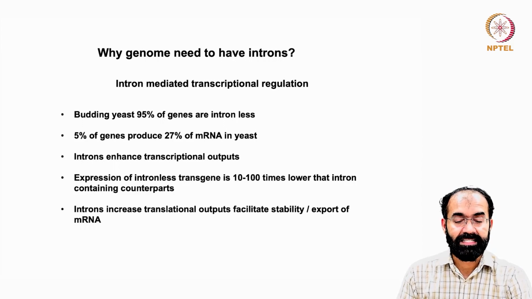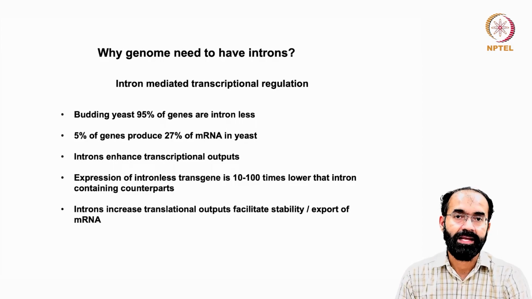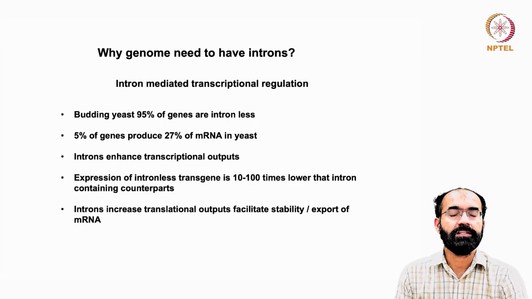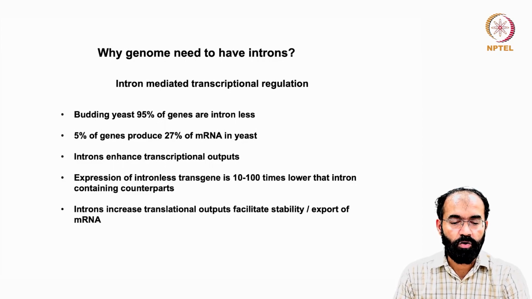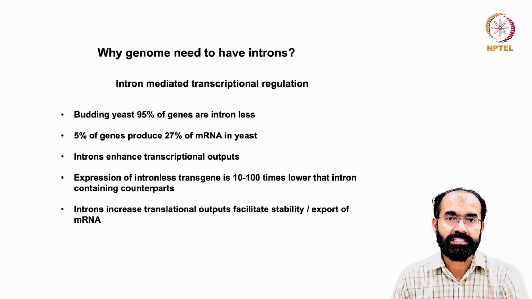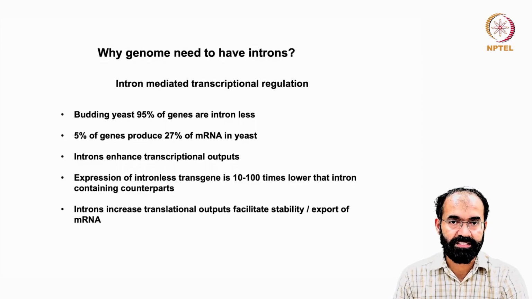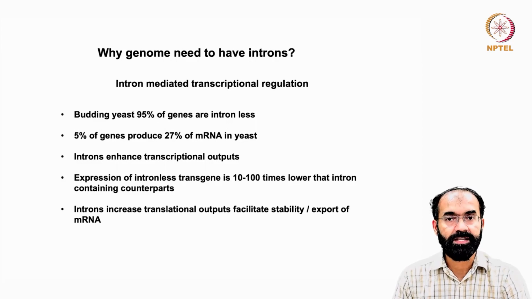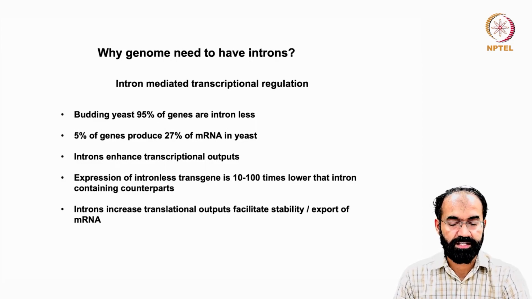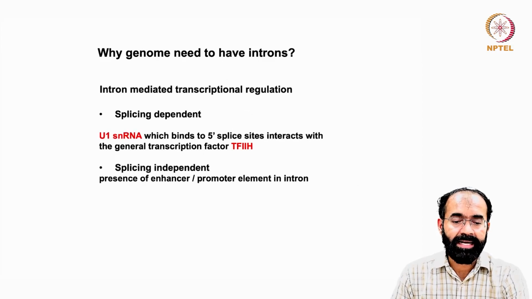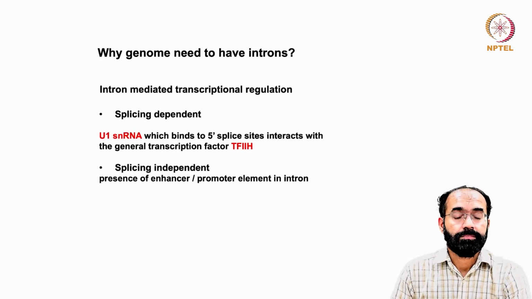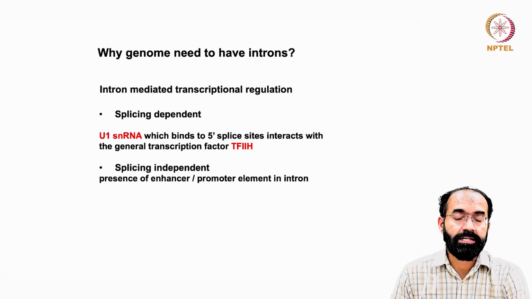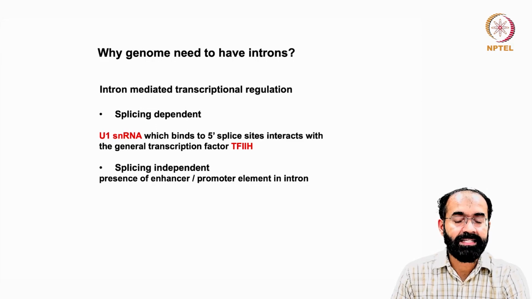Introns can increase translational output by facilitating the stability and export of a given mRNA. So it may sound a little strange how introns can influence the translational output when the introns are completely missing from the mature mRNA. We can see them case by case as we proceed towards those sections. And introns can mediate transcriptional regulation, we have seen it, and this is something called splicing dependent.